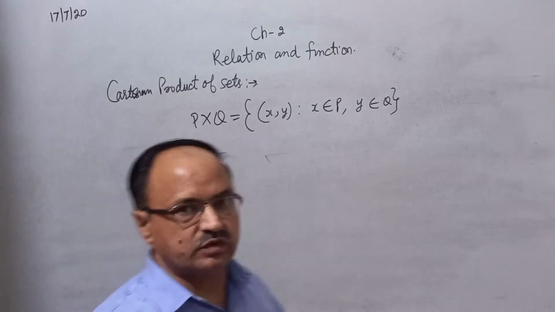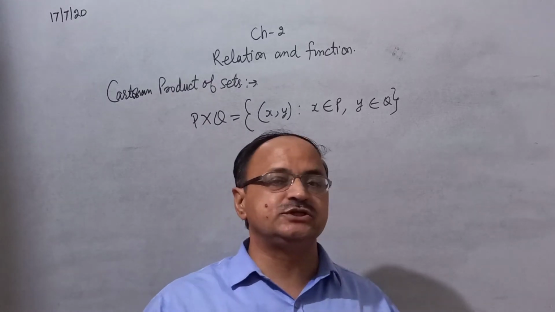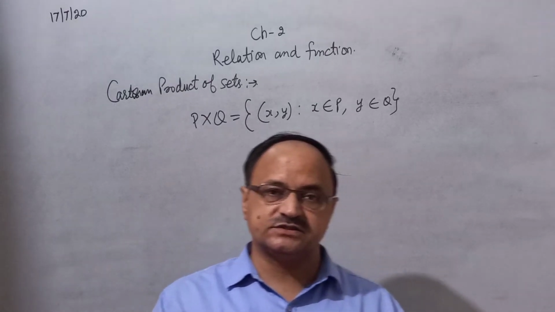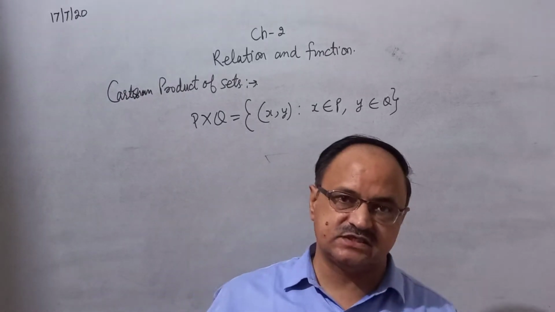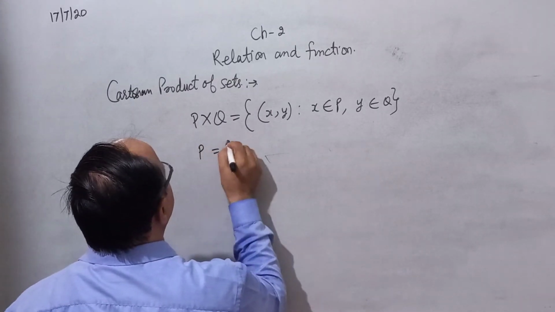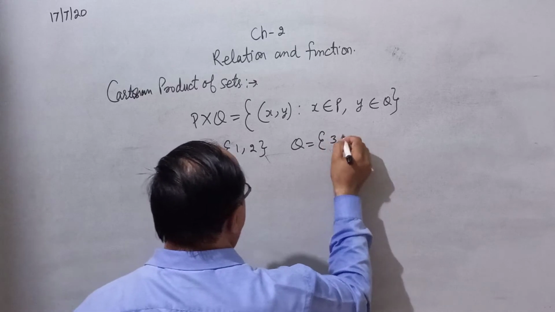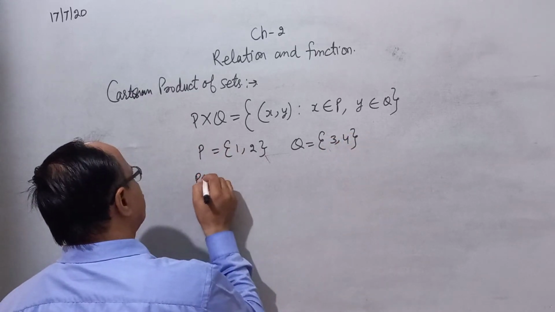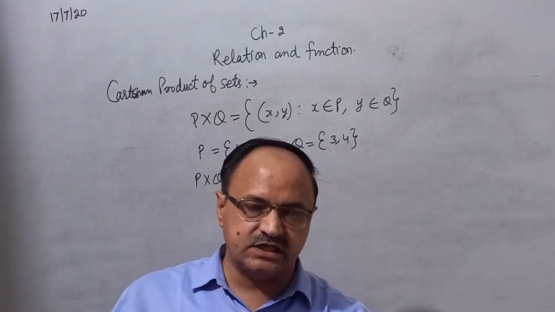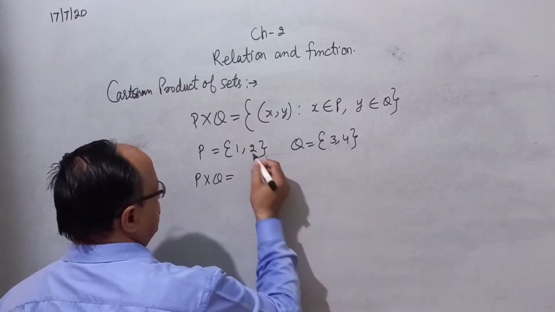P cross Q represents the coordinates of a point in the two-dimensional plane. For example, P is equal to {1, 2} and Q is equal to {3, 4}. Now can you find P cross Q? P cross Q means the first element belongs to the first set and the second element belongs to the second set. So (1, 3), (1, 4), (2, 3), (2, 4).